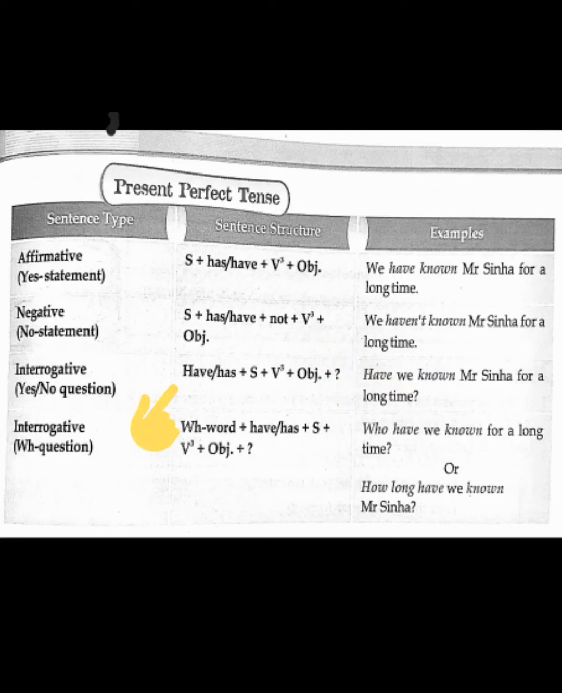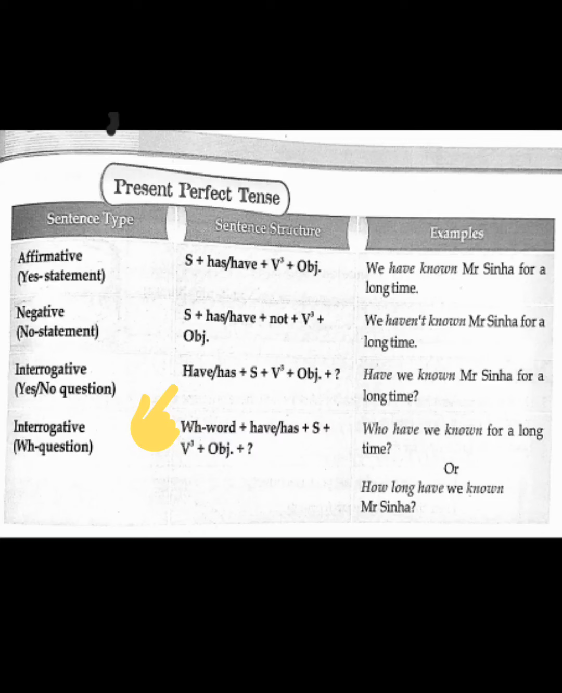Have or has plus subject plus verb third form plus object plus question mark. So students, whenever we change into interrogative, our has or have will come at the first position. Okay, so how can we frame it? Have we known Mr. Sinha for a long time? Question mark. So can you see here your helping verb, that is have, has come to the first position. Have we known Mr. Sinha for a long time?